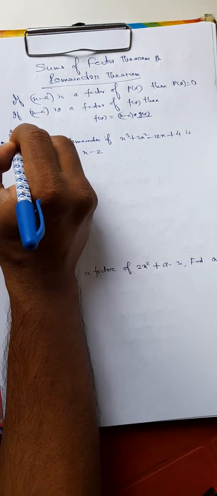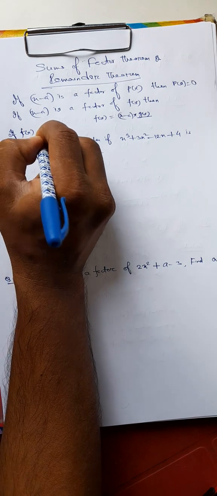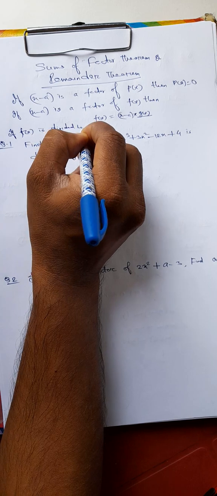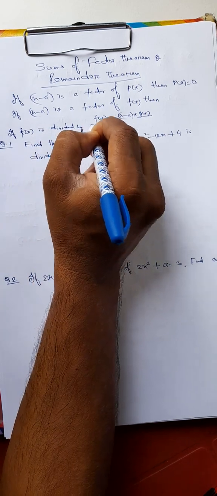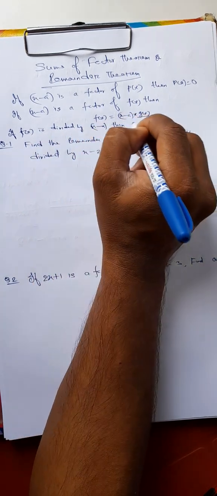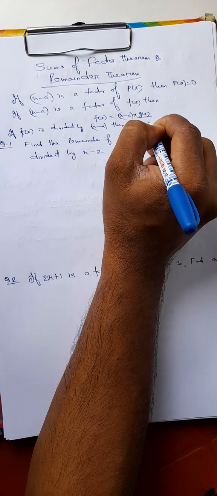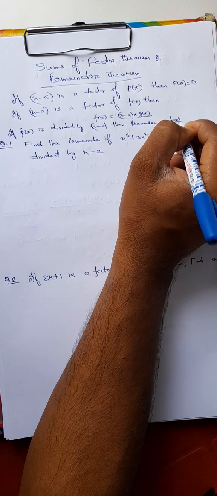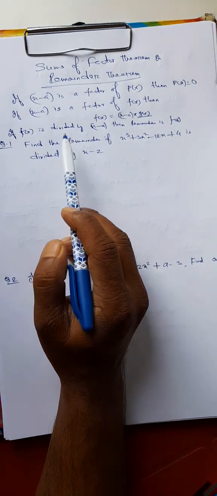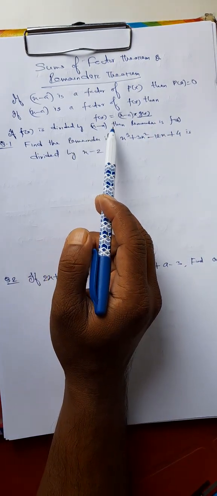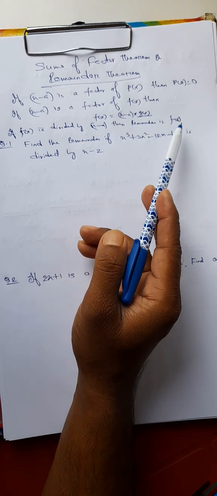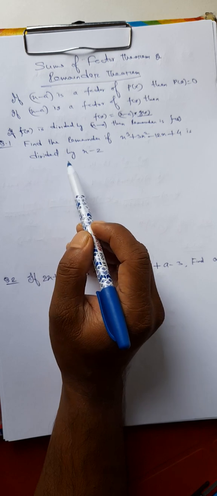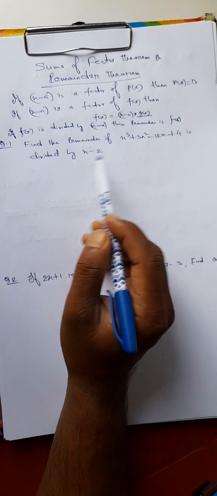If f(x) is divided by x minus a, then the remainder is f(a). If the polynomial f(x) is divided by x minus a, then the remainder will be f(a), right? Now we will apply these theorems in the solution of these sums.